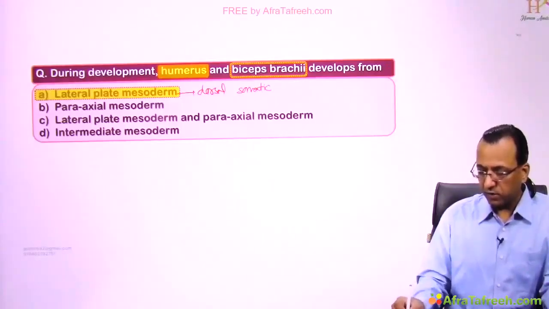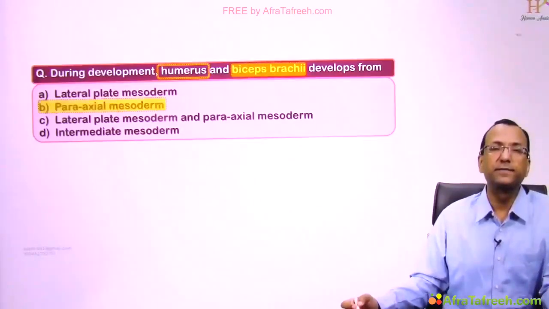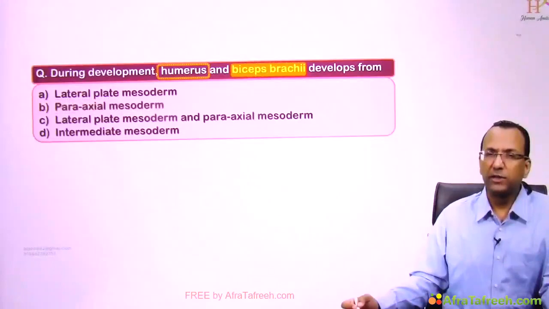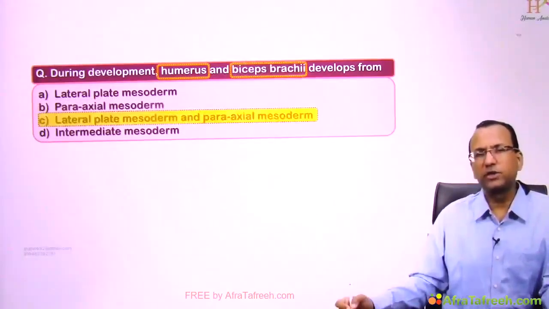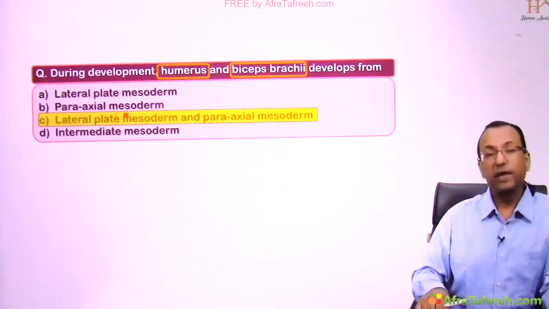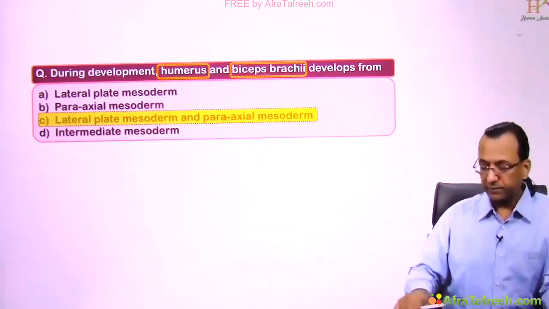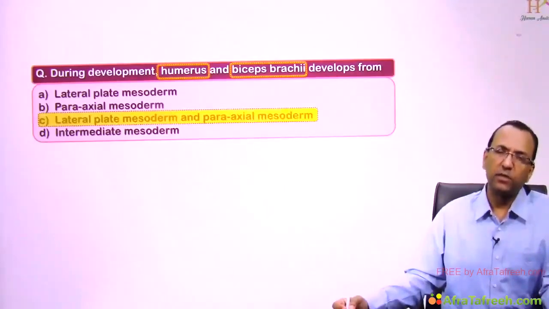If you say it is the dorsal and somatic portion, fine, that is for humerus. What about the biceps brachii? That would be the paraxial mesoderm. If you say it is the paraxial mesoderm, then I think the answer should be choice number C. Yes, because you are asking about the humerus bone. Humerus bone is lateral plate mesoderm and biceps brachii is the para-axial mesoderm. So like that, you have to practice some questions.